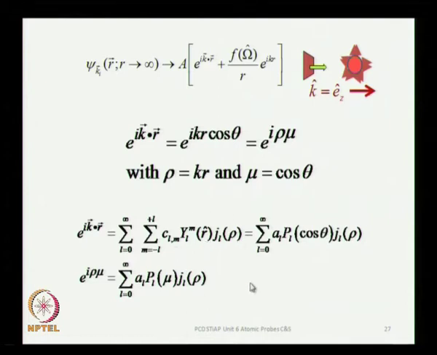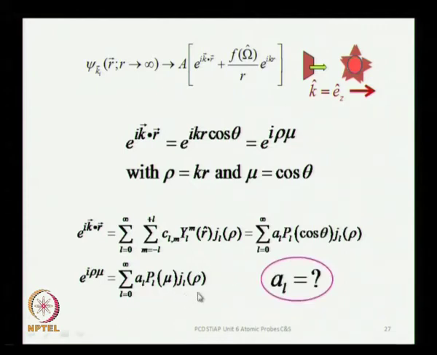The radial part is given by the spherical Bessel functions, and because of the azimuthal symmetry, the symmetry about the z axis, you do not really have any phi dependence, and you have only the theta dependence. So, you have only the Legendre polynomials coming in. Okay? So, this is the expansion of e to the i k dot r in Legendre polynomials. Now, the question is, what are these coefficients a_l?